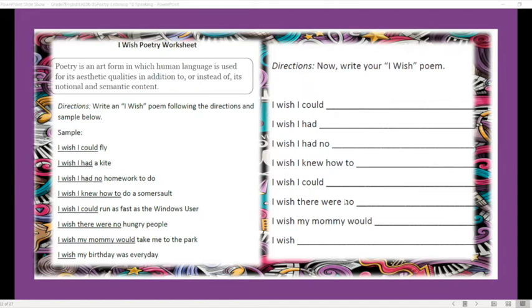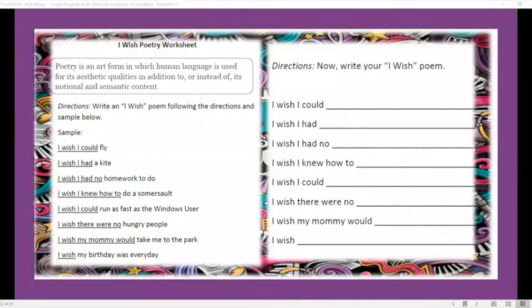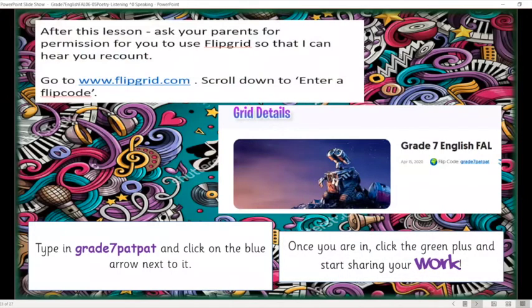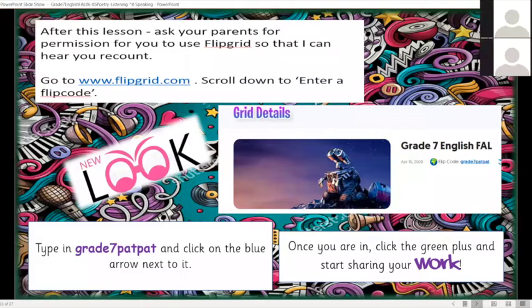Okay. So very good. I wish that, yeah. So this is our new grid look, okay? And I told you I'd share it with you as well on a new page. So you can always go on here and you can share poems with me. You can go onto Flipgrid with permission, of course. You type in grade 7 and then you can video or show me your work. And it's pretty cool, eh? We got our own grid, guys.